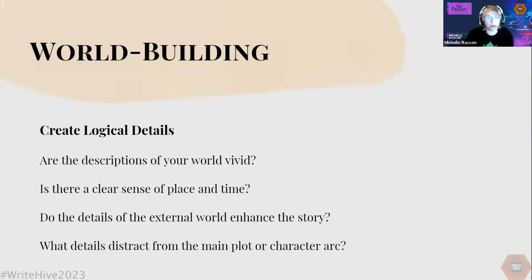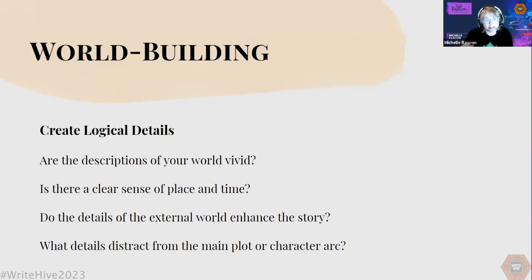Are the descriptions of your world vivid? And most of that is very difficult to get without also giving information dumps. But it is possible. So what I would recommend is highlighting the areas where the descriptions are vivid. You're like, yes, this is a fantastic description of the weather outside. And then asking yourself if that's the right place to be putting that description.